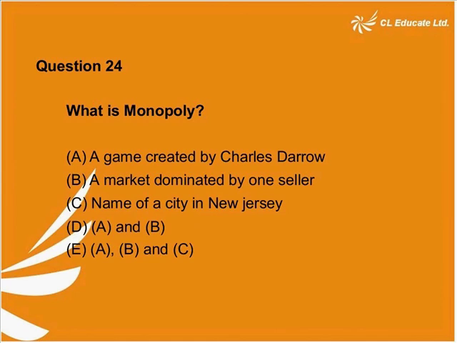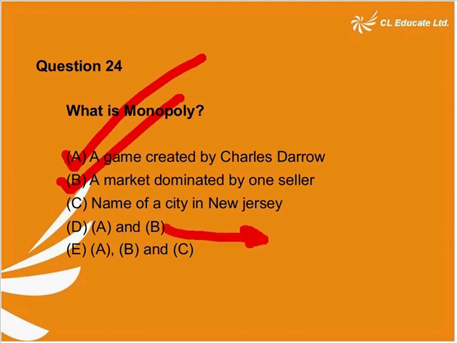Yes, a market dominated by one seller, of course, correct. Again, created by Charles Darrow, absolutely correct. So A and B together, the correct answer is D. Monopoly bachpan mein bhi khela hoga sabne. Yes, must have played. Acha, abhi bhi khelte hai kai log. Very good, absolutely fine. Chalo, agli baar khelna to yaar mujhe bhi bula lena, bahut din ho gaye khele hue.